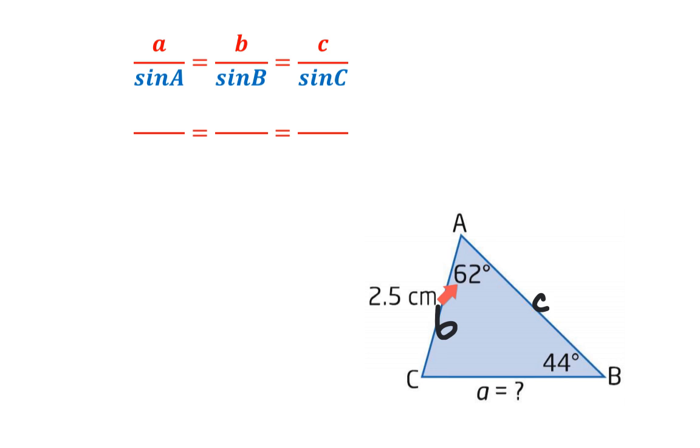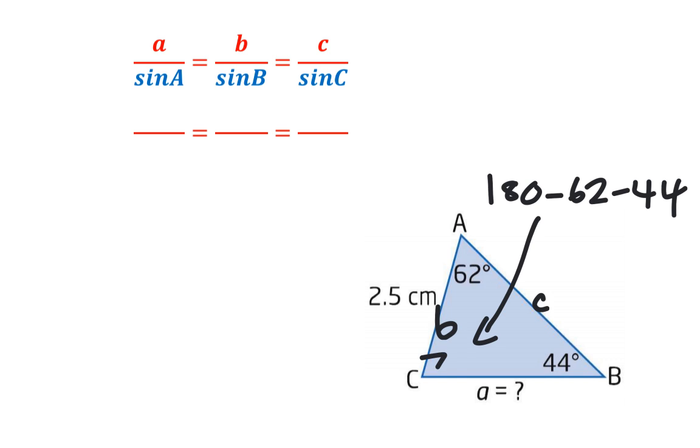Since we know this angle and this angle, we can work backwards to find angle C. If you remember, the interior angles of a triangle add up to 180 degrees, so we can subtract 62 and 44. If you do that calculation, you should get 74 degrees.